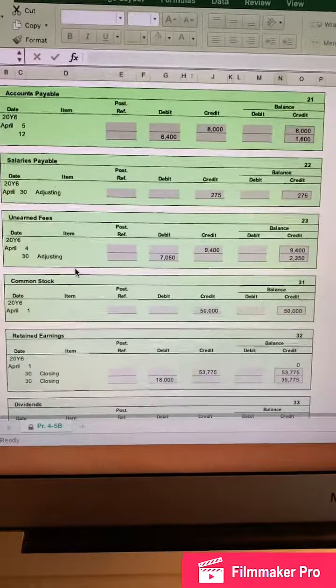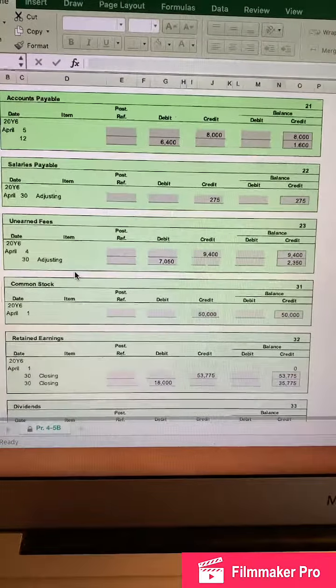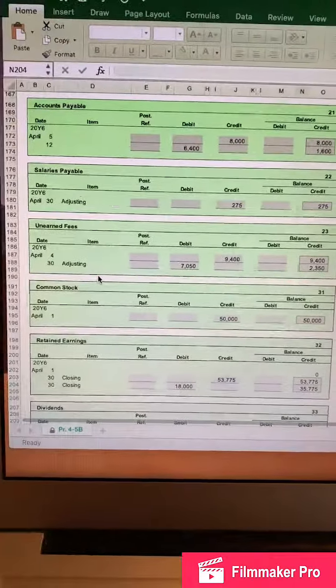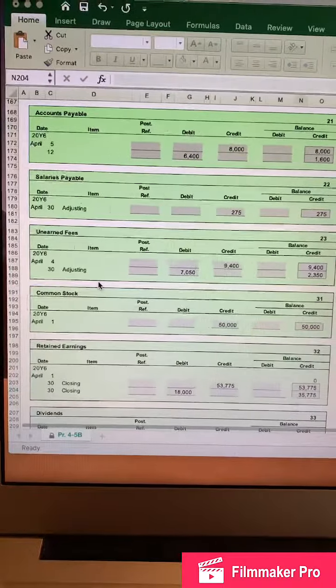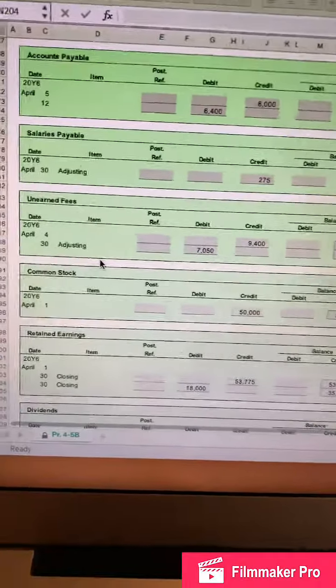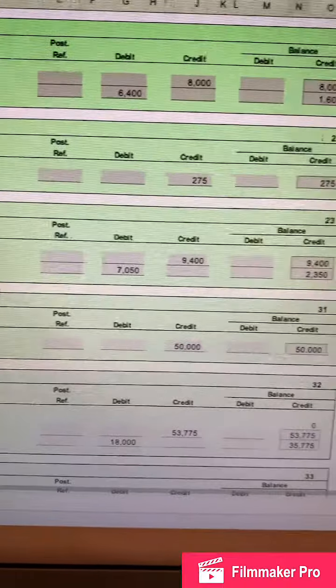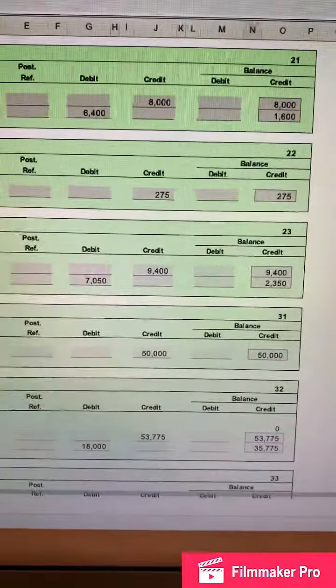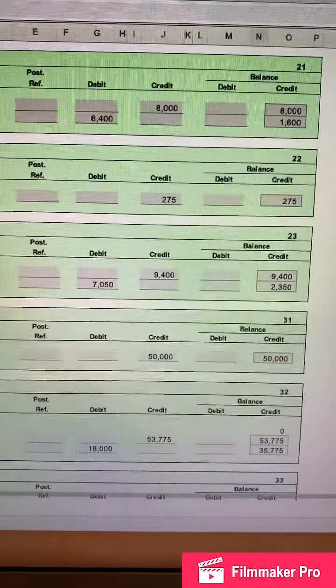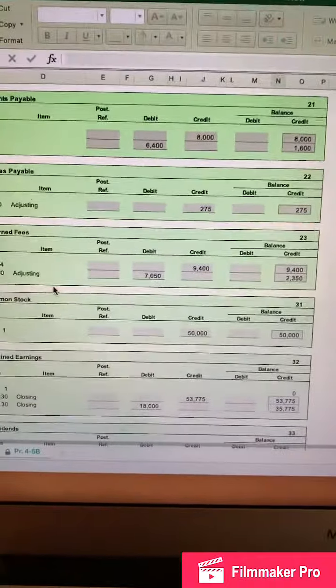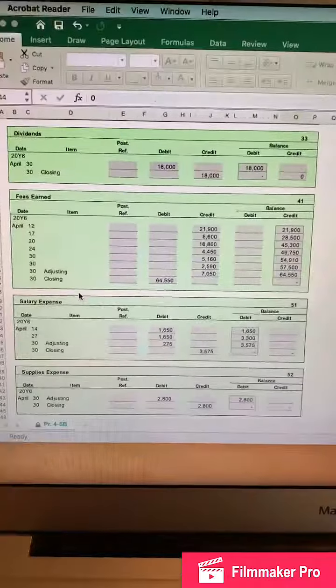Okay, I also completed the general ledger for accounts payable, salaries payable, unearned fees, common stock, and retained earnings. So here's what it looks like. You can pause this video if you need to. This did take me another 10 minutes to do, so it is time intensive.